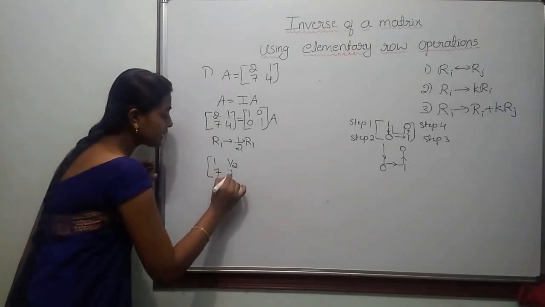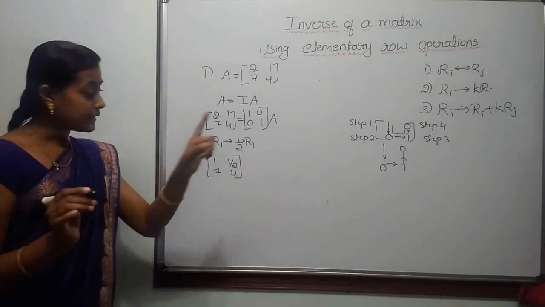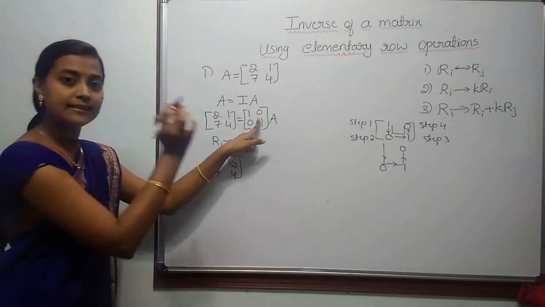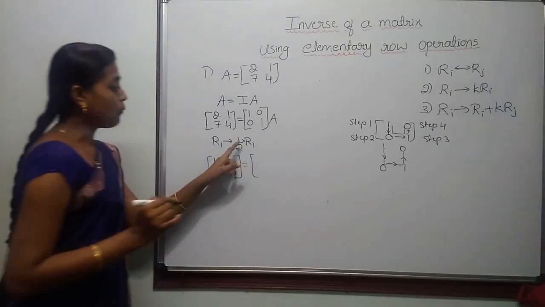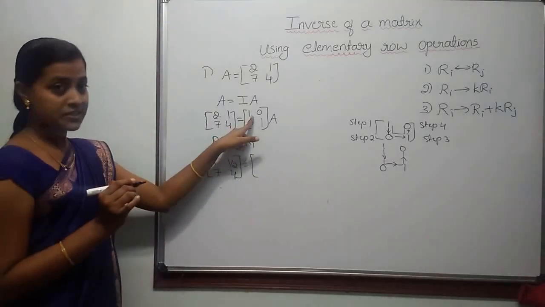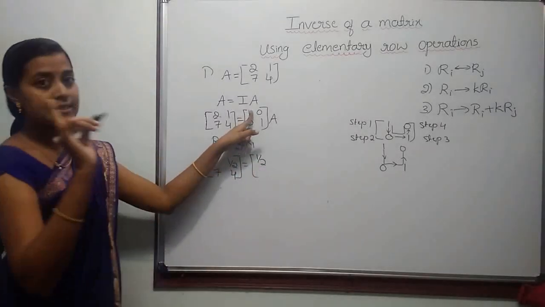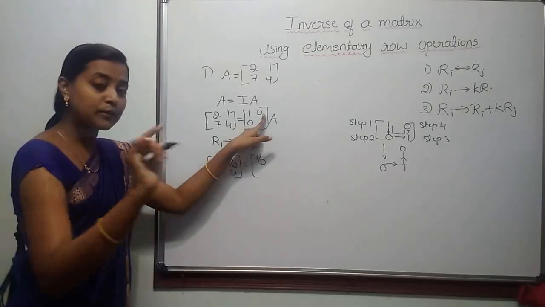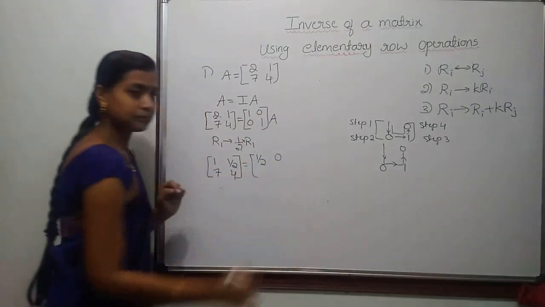That is, I will write this 7 and 4 as it is. Now, the same operation has to be applied on the identity matrix in the RHS also. Then, multiply 1 by 2 to first element of R1. 1 by 2 into 1 is 1 by 2. 1 by 2 into second element of R1. 1 by 2 into 0 is 0.